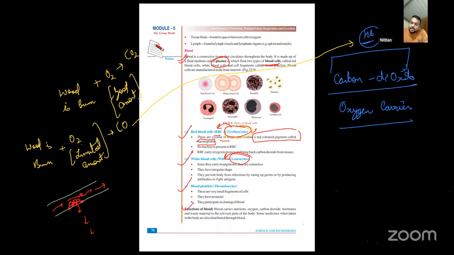Now, what is the function of blood? Blood's function is to carry oxygen, waste material, and everything to every part of the body.